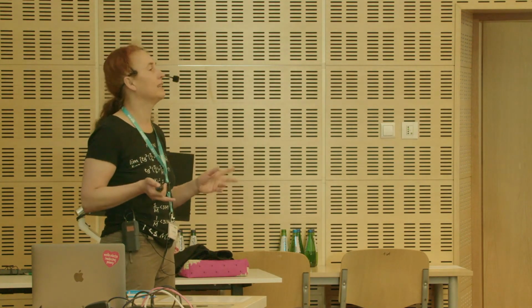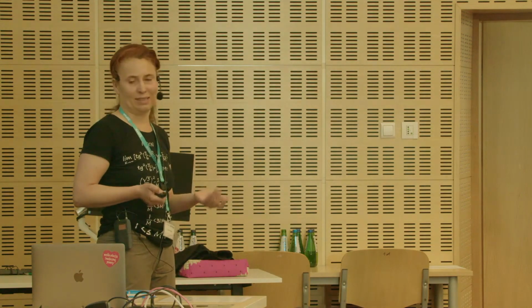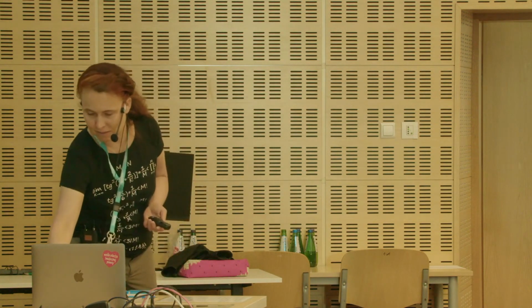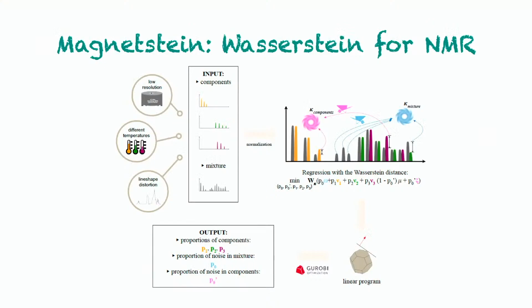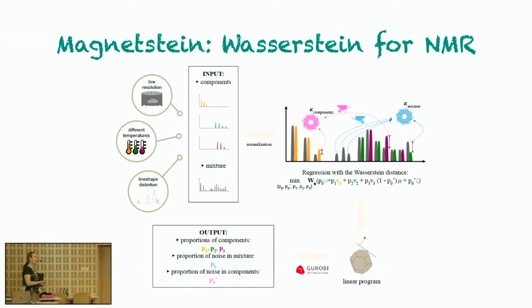We have two different penalties now. And this is why we can in fact deal with very hard situations. Up to now, people couldn't compare nuclear magnetic resonance spectra of low resolution and high resolution at the same time. Assuming that the components are measured in one resolution and a mixture is measured in very low resolution, for example.